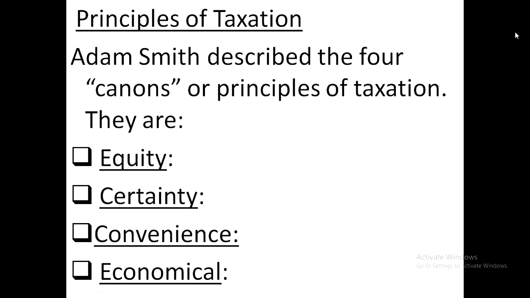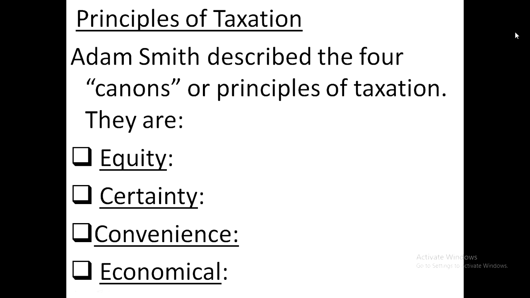Number three principle of a good tax system is convenience. The tax should be convenient to pay. You are not supposed to waste the taxpayer's time in queues and other processes. Make it easier and convenient to pay tax. That's another principle of a good tax system.